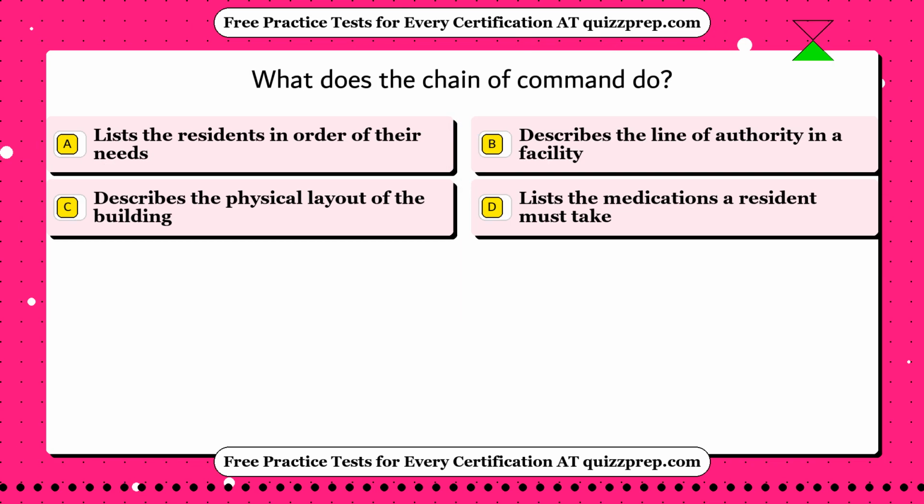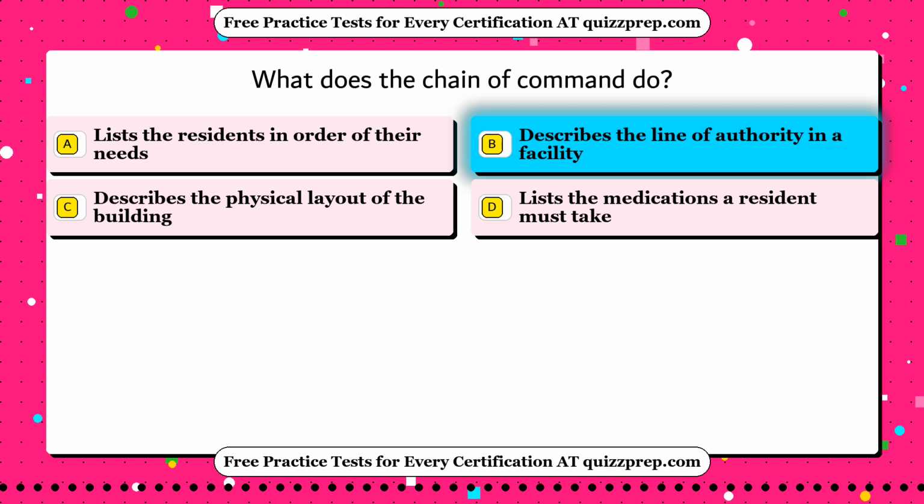Question 42. What does the chain of command do? Option A, lists the residents in order of their needs. Option B, describes the line of authority in a facility. Option C, describes the physical layout of the building. Option D, lists the medications a resident must take.